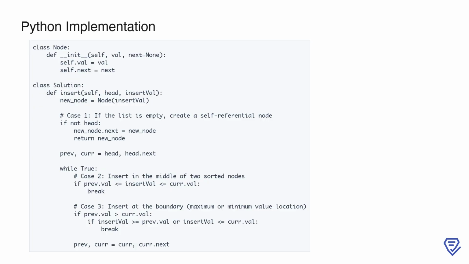The first case we check is whether the value to be inserted falls between two sorted nodes, meaning it lies between prev.val and cur.val. If so, we break out of the loop, as we've found the correct insertion point. Next, we handle the case where the insertion occurs at the boundary, such as around the smallest or largest values in the list. This happens when prev.val is greater than cur.val, indicating a wraparound point. Here, we check if insertVal is either greater than or equal to prev.val or less than or equal to cur.val, and if so, we break to insert the node at this boundary.